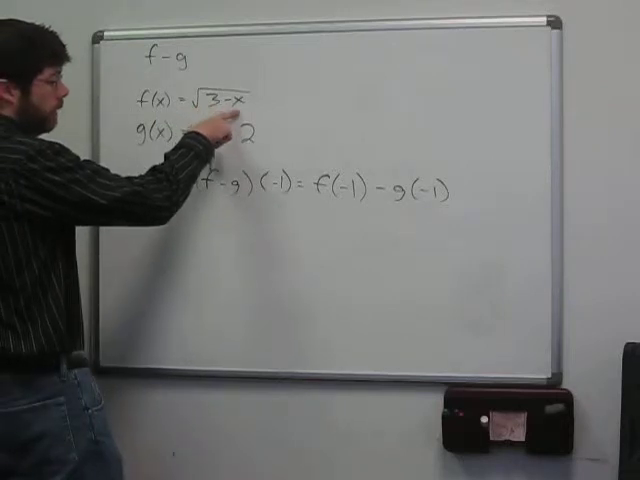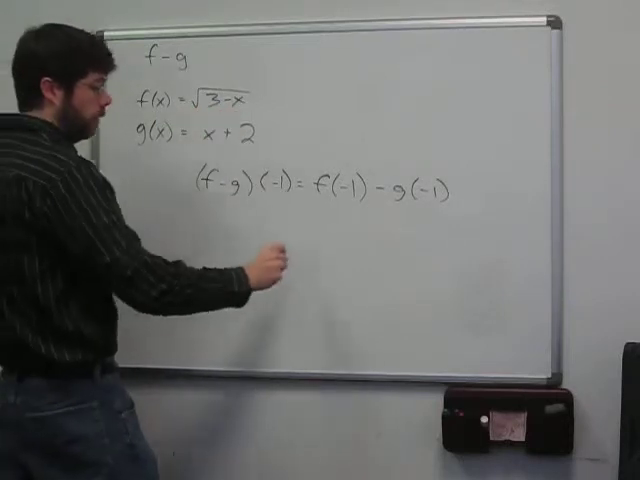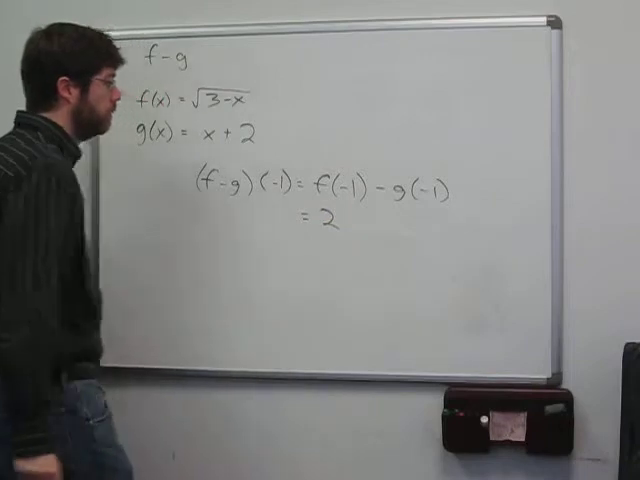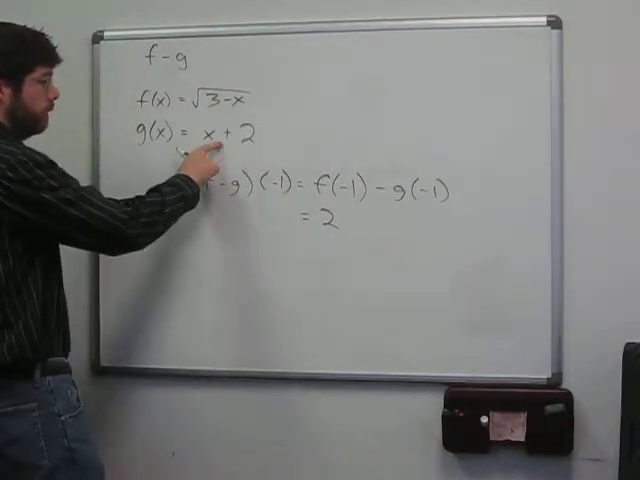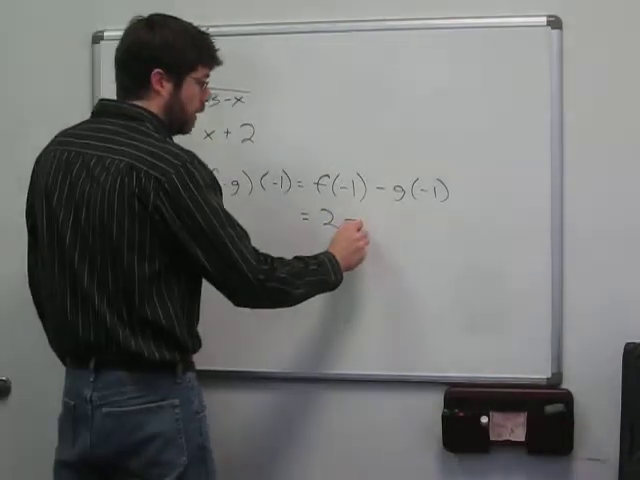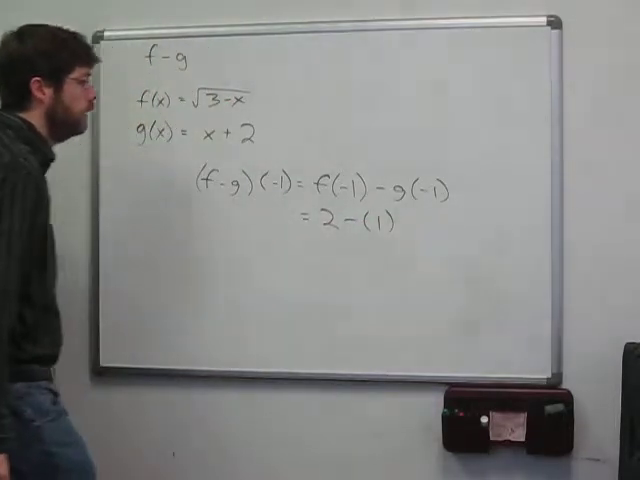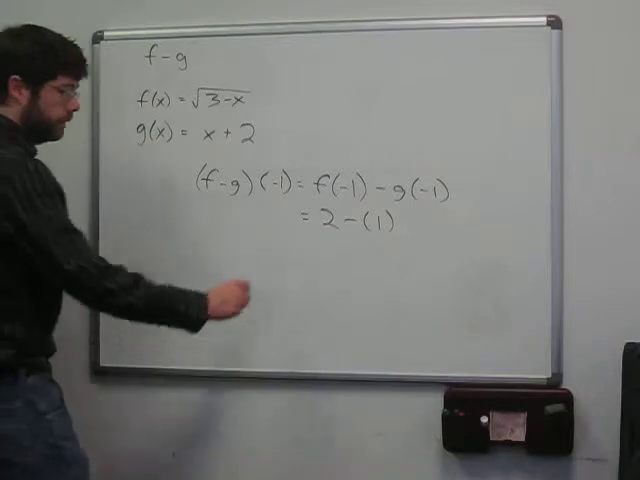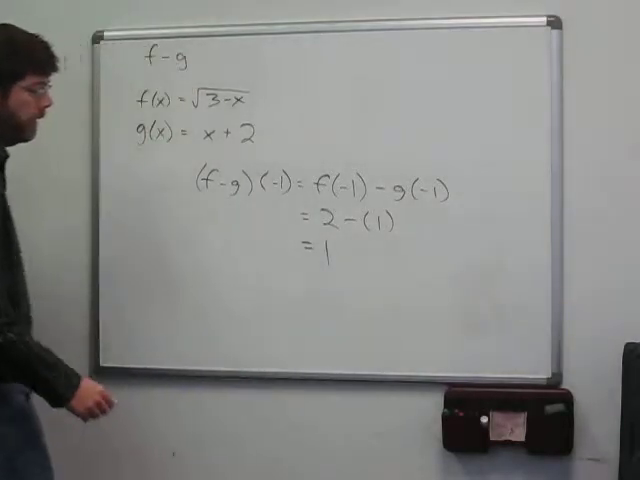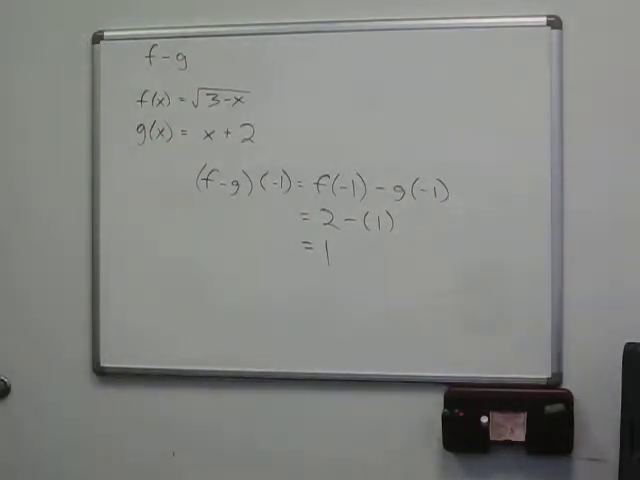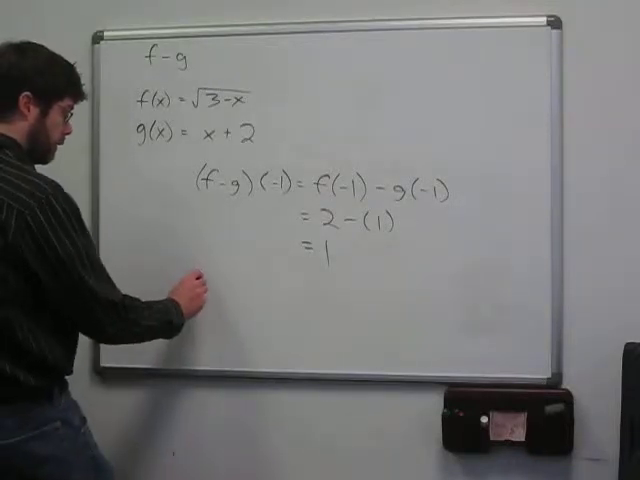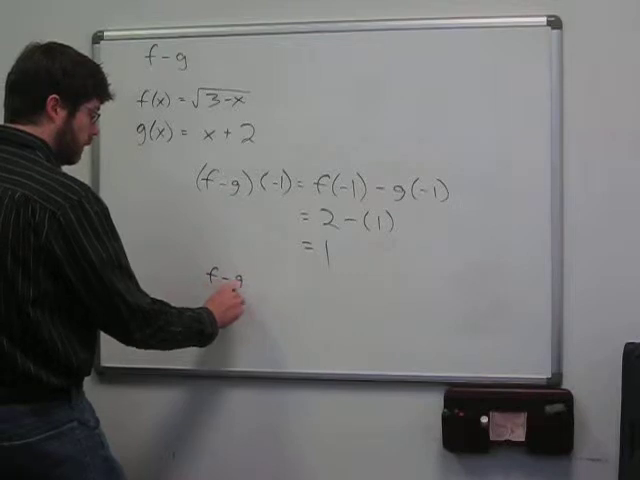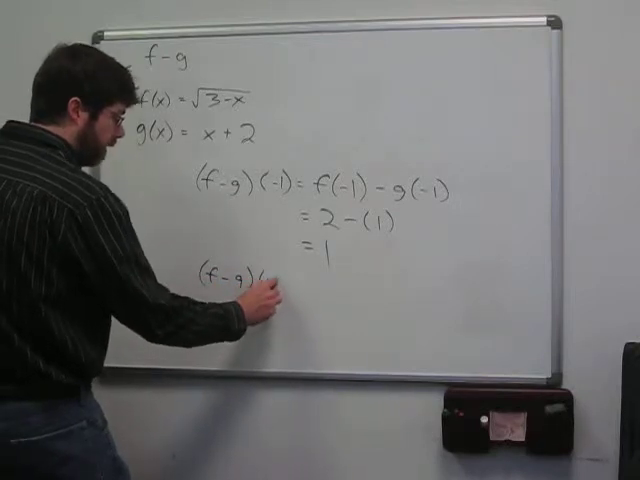f of -1: we put -1 in for x, we get the square root of 4, which is 2. Put -1 in for g, and we get 1, so 2 minus 1, f minus g of -1 should be equal to 1 here. Let's go ahead and compute the general formula for f minus g.